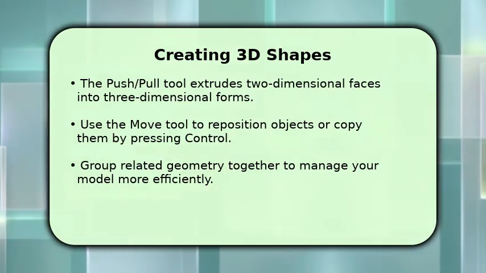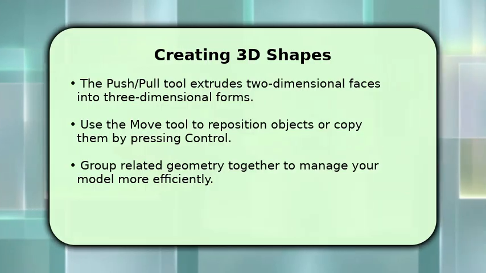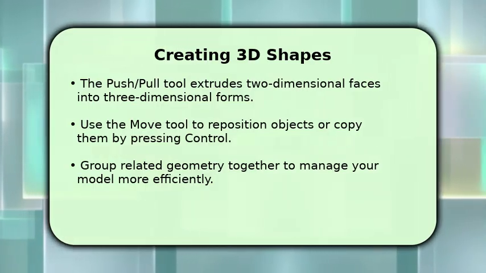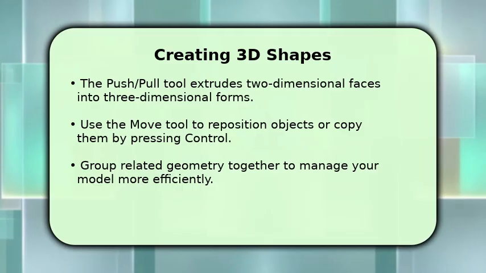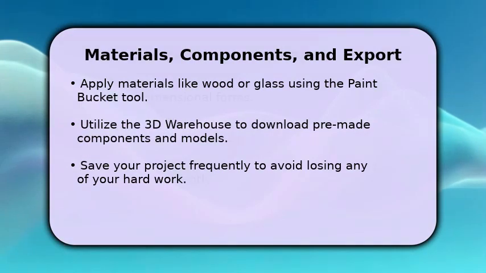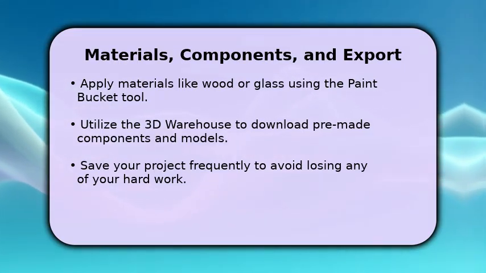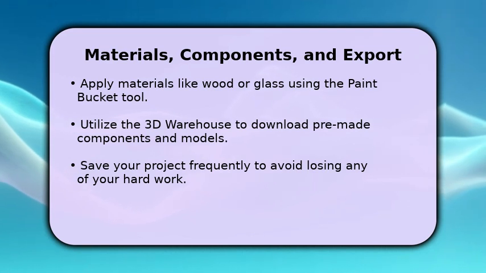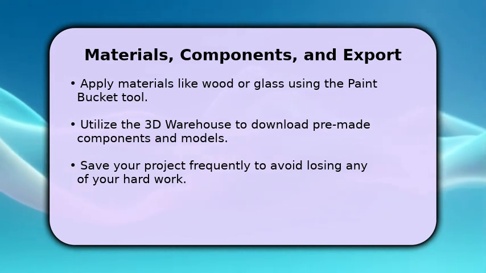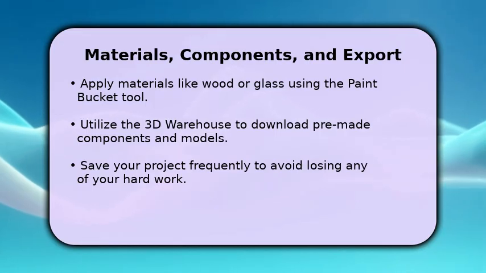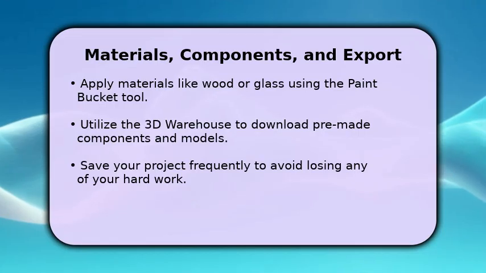For complex shapes, the Follow Me tool can extrude a profile along a predefined path, adding intricate details to your design. To add realism, use the Paint Bucket tool to apply materials and colors to your surfaces. You can choose from a wide library of options, including brick, glass, or metal. Explore the 3D warehouse to find and import thousands of pre-built components, saving you valuable design time.